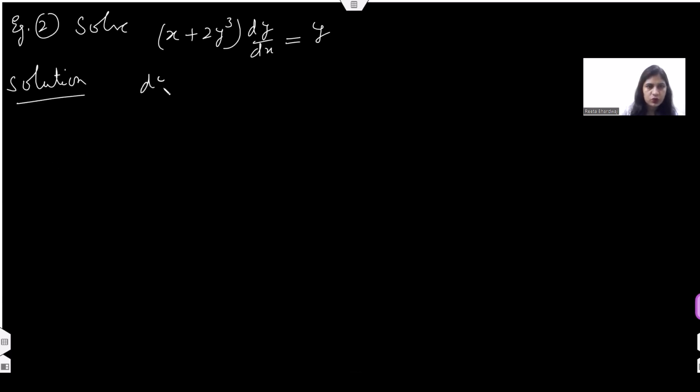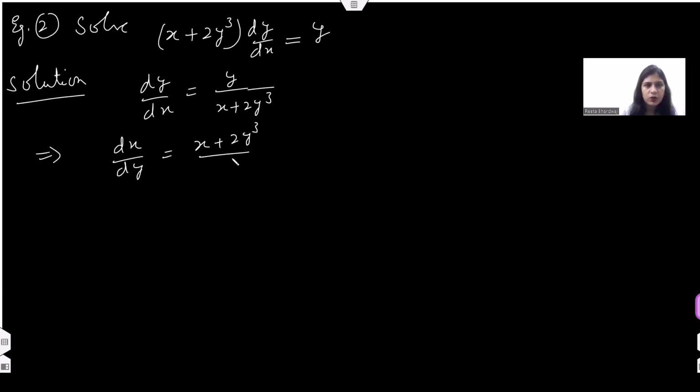So what we can do, from the given equation we can write it as dx over dy equals x plus 2y cube upon y. So here we are having the second form of linear differential equation, where x is the dependent variable and y is the independent variable.